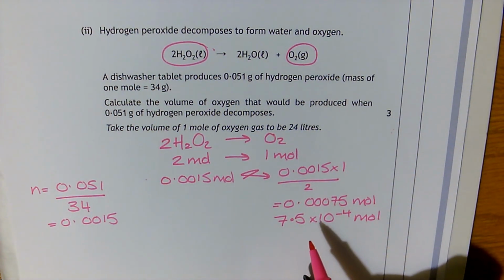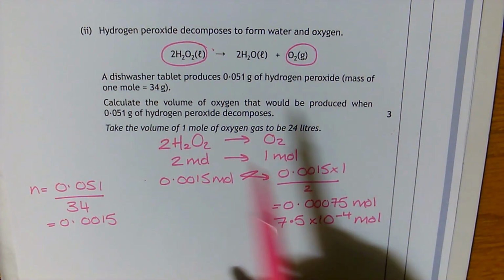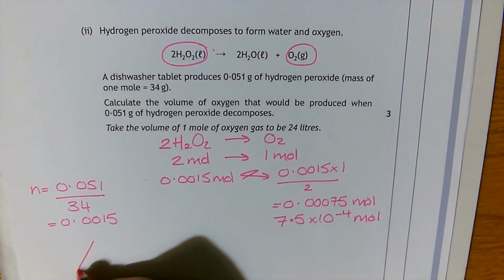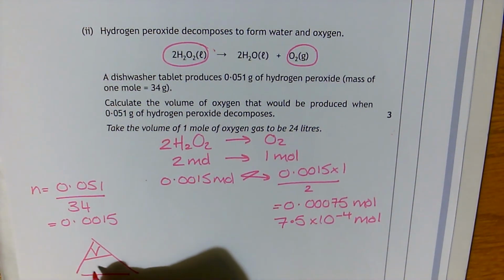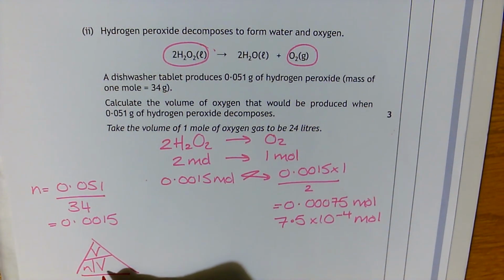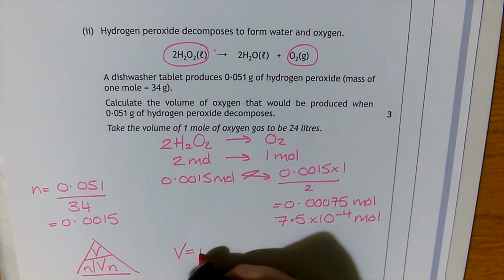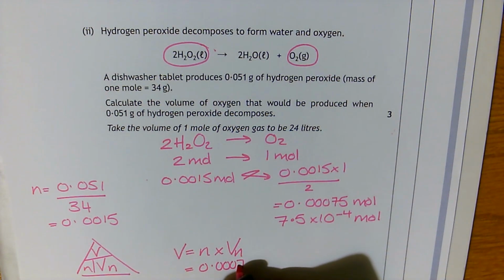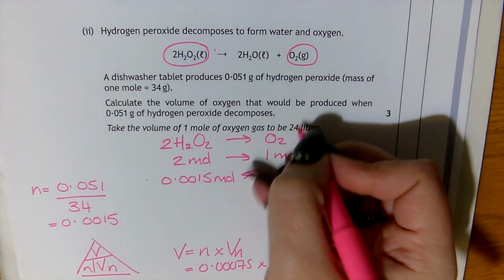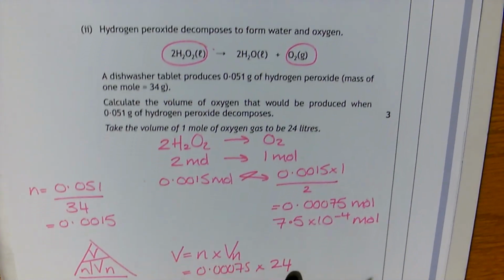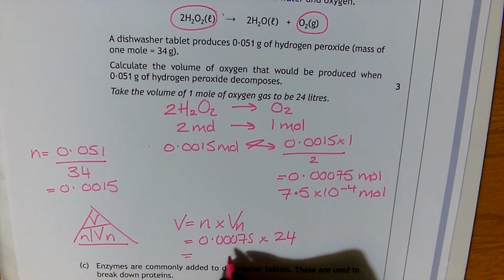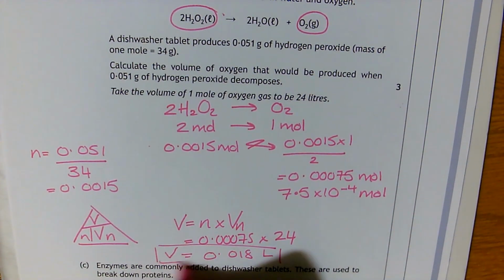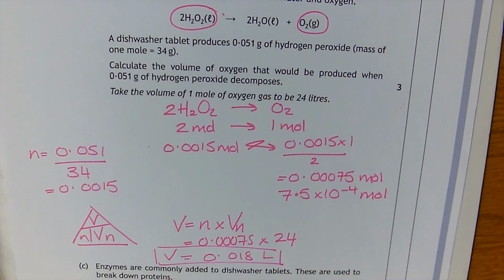Now, we're on to the last bit, step 4, which is saying answer the question. It said calculate the volume of oxygen. So using our triangle again, volume, number of moles and molar volume. So volume equals the number of moles times the molar volume. Our number of moles we have here. Our volume from the question is 24. And once you've plugged that into your calculator, you should find you get a value of 0.018 litres. So our final answer for 3 marks is 0.018 litres.